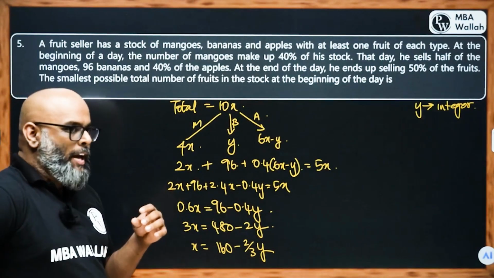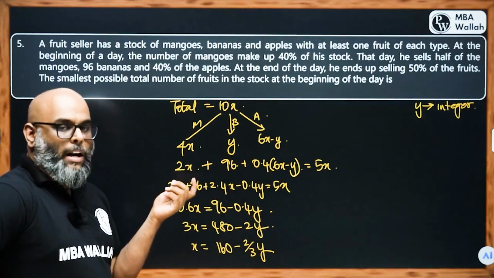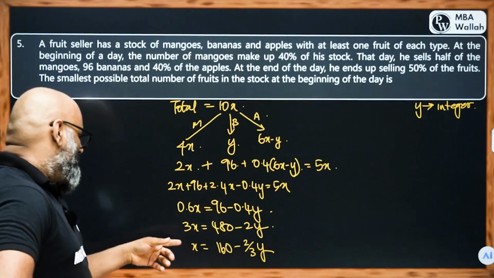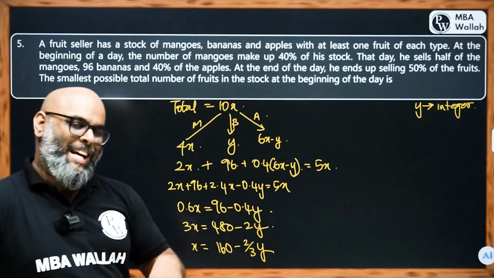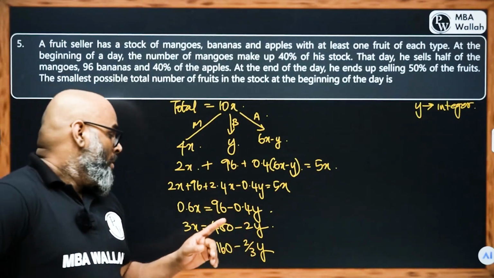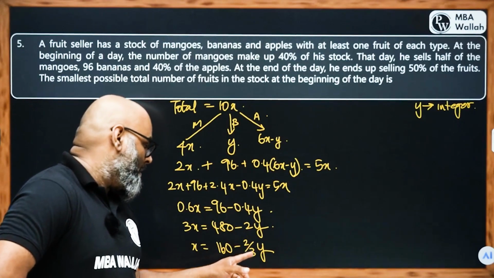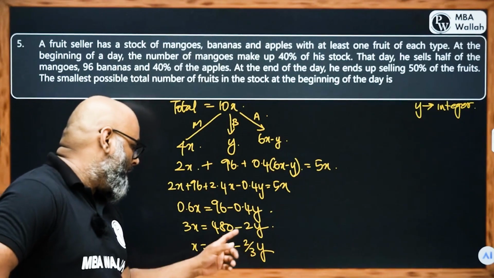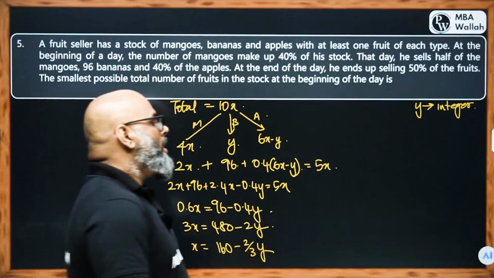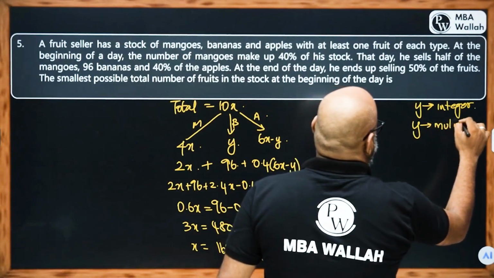Now x, 2x, I cannot have x to be a decimal, because if you put x as a decimal, 2x bananas were sold, it will become decimal. So x cannot be a decimal, x has to be an integer. For that, y should be an integer. Y very specifically is a multiple of 3, because then only this 3 and y will get cancelled. This part is an integer, this part is an integer. So I can say y is a multiple of 3.